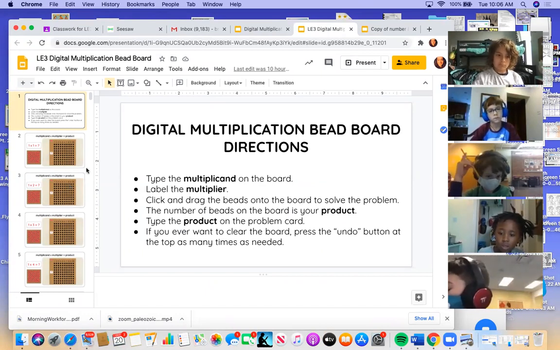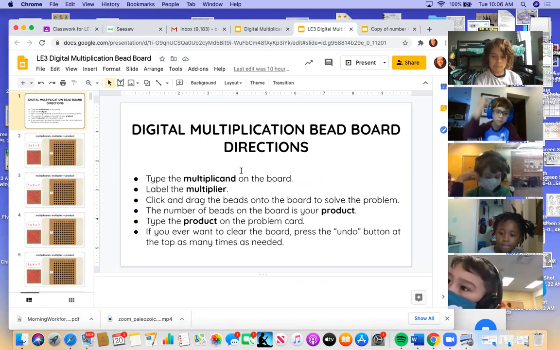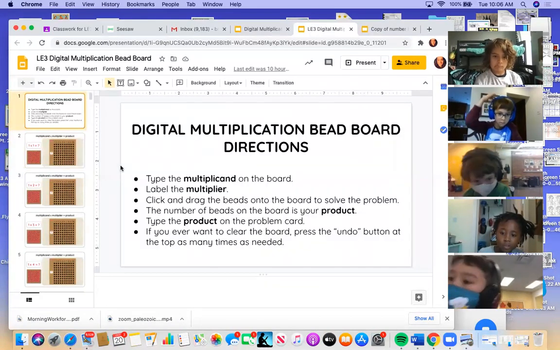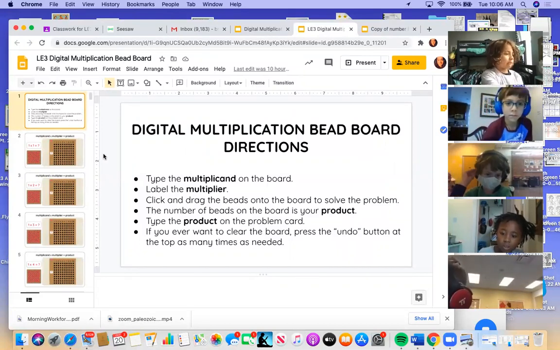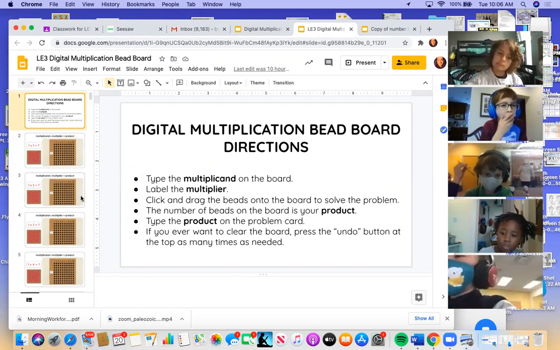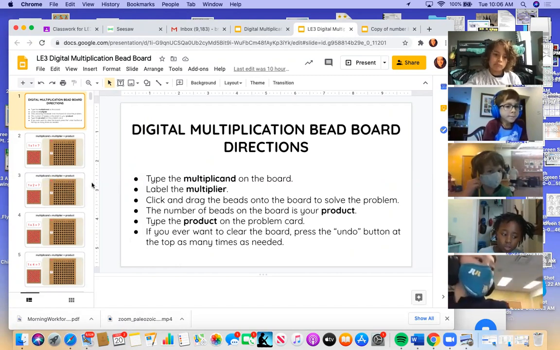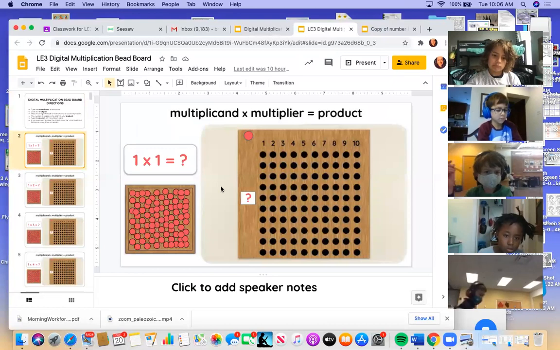Okay, good. All right, so we have the digital multiplication bead board. It says type the multiplicand on the board and then label the multiplier. We haven't talked about those words yet. Then click and drag the beads onto the board. The number of beads on the board is your product. So your product is your answer to a multiplication problem.